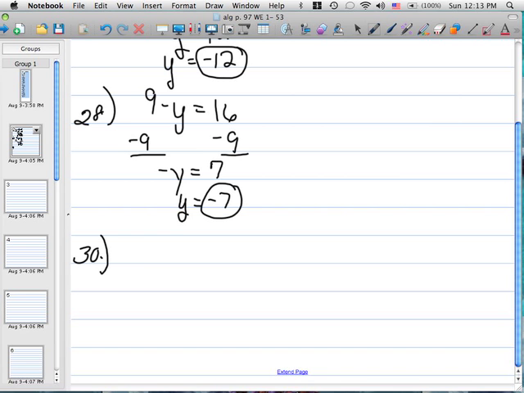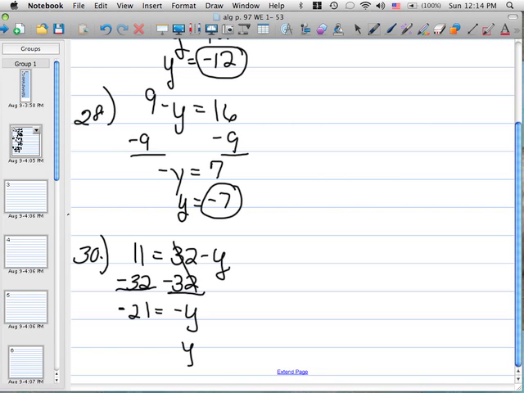Problem 30, 11 equals 32 minus y. We get y by itself, so we have plus 32. We need to subtract 32 from both sides. Signs are different, so subtract 11 from 32. We get 21, and there's more of the negative. So negative 21 equals the opposite of y. Therefore, y must equal positive 21. Check it. 11 equals 32 minus 21. That does make 11.